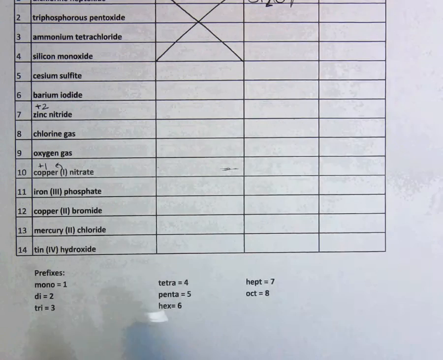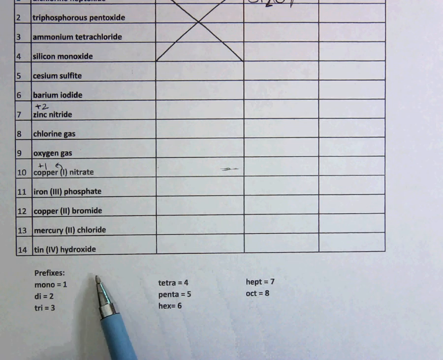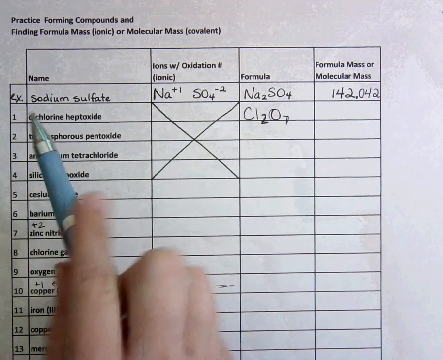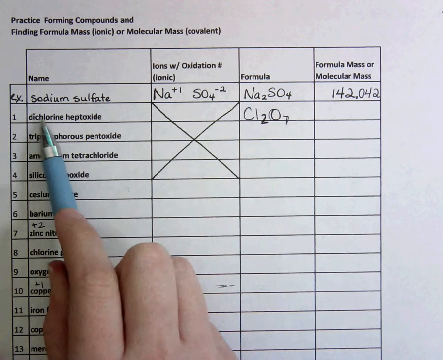Our prefixes are down at the bottom of your paper in case you've forgotten which number goes with which prefix, so that's there for your reference. So when I do this one, I see dichlorine, which means 2 chlorines.